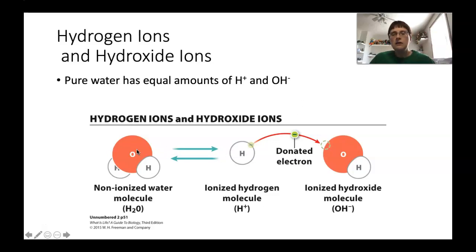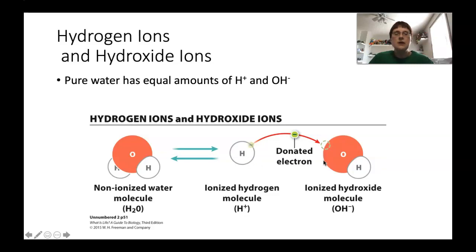Water itself is non-ionized, so it's a full molecule with the two hydrogens and the oxygen, and it goes back and forth between that and the ions. Now, pure water is going to have equal amounts of these, so that's why it has what we would consider a neutral pH.